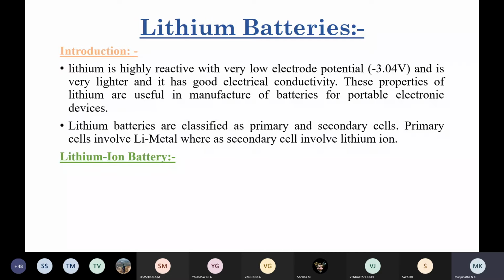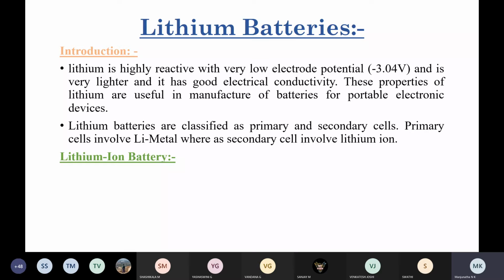For example, the lithium manganese dioxide battery. In the lithium manganese dioxide battery, pure lithium metal is used as one of the anode materials. So these types of batteries are called primary lithium batteries.